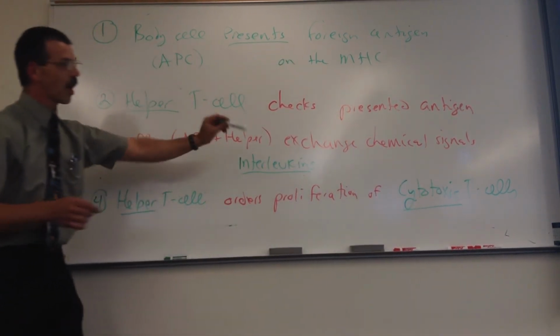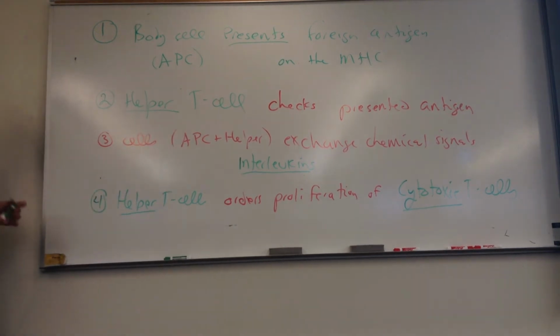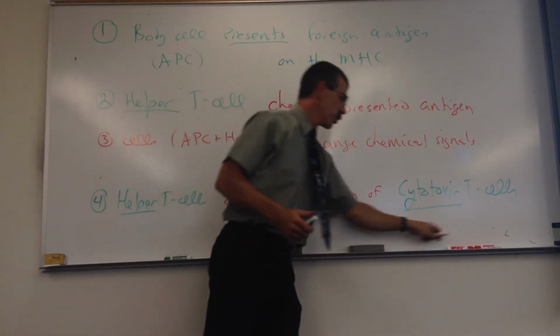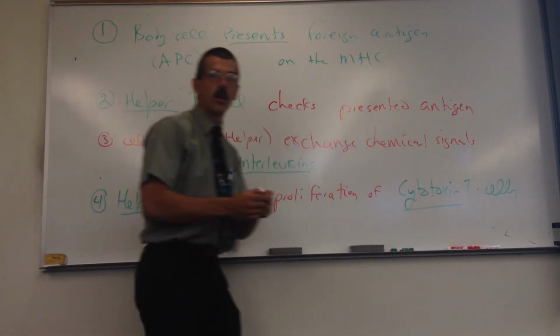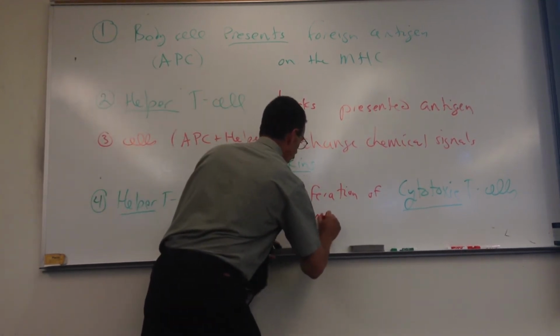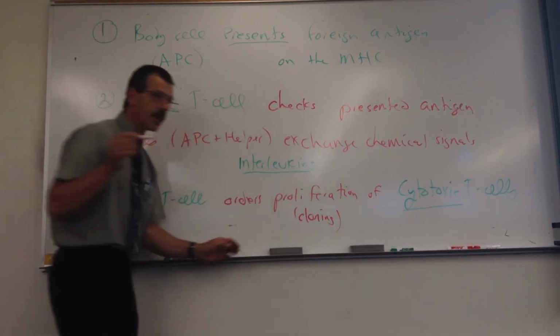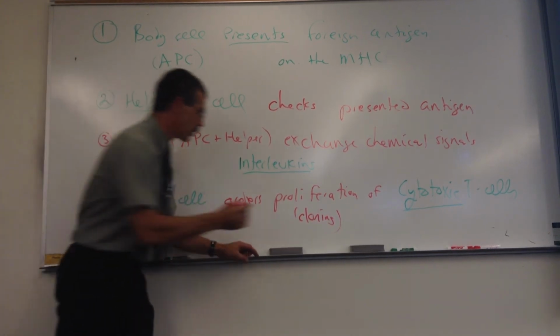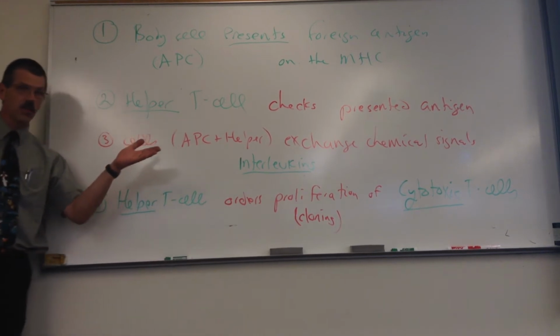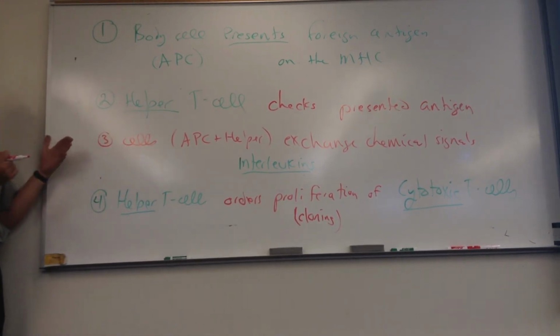What does cytotoxic mean in English? Cell killer, right? Cytotoxic. Okay, but let's walk backwards. What does it mean to proliferate? If I order you to proliferate, what are you going to do? Get bigger, grow, make more. You're going to grow, make more, clone. So you can substitute the word cloning. You can substitute mitosis from Biology 112. You're basically going to tell the cytotoxic T cells to reproduce.